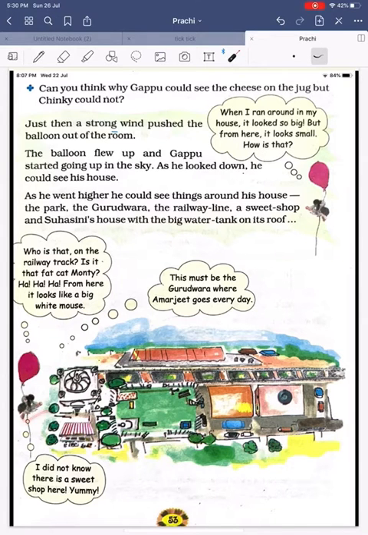Now, what is Gappu thinking? Who is that on the railway track? Is it that fat cat Monty? Ha ha ha. From here, it looks like a big white mouse. Because Gappu is seeing from the top, तो उसको कैट भी कैसी लग रही है, एक माउस जैसी लग रही है. This must be the Gurdwara where Amarjit goes every day. Now he is looking at the Gurdwara.